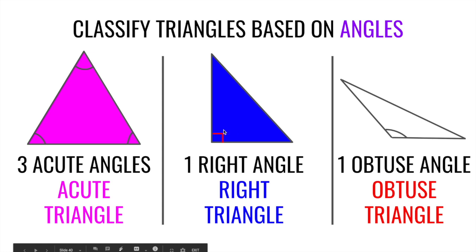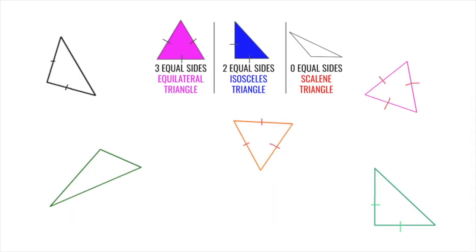If there is one right angle, even though the other 2 angles are acute, if there is one right angle, it is called a right triangle. And the same thing for an obtuse triangle. As long as there is one obtuse angle, you see this angle is obtuse, even though these 2 are acute, as long as it has one obtuse angle, we call it an obtuse triangle.